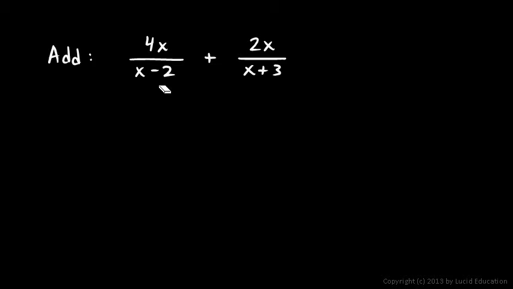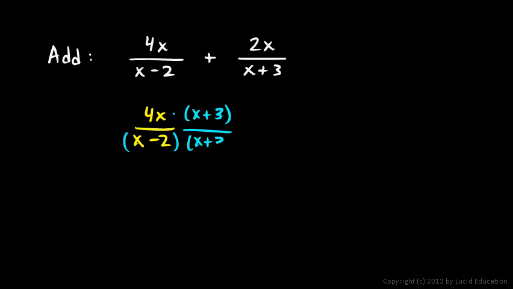Here I have to add these two fractions, 4x over x minus 2 and 2x over x plus 3. And to do this, I need to make them have the same denominator. So here's what I'm going to do. I'm going to take this first one, 4x over x minus 2, and multiply the top and the bottom by x plus 3. And now you can see the denominator here will be x minus 2 times x plus 3.